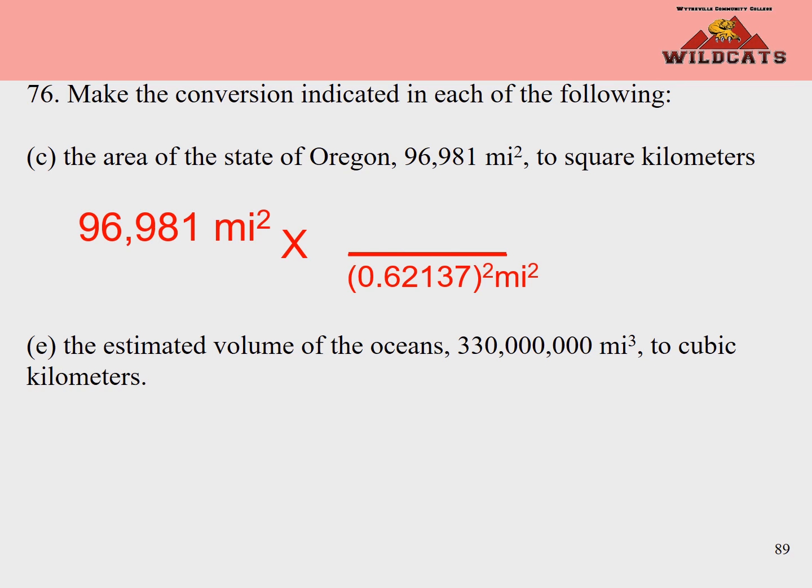So I'm going to get rid of miles. And there's 0.62137 kilometers in a mile, but because this is squared, I'm going to square my conversion factor. I used to do all sorts of weird stuff to come up with the answer until it finally hit me. If I square the unit, I square the conversion factor. And now my calculator can take care of it. So we're going to end up with 251,118 kilometers squared.